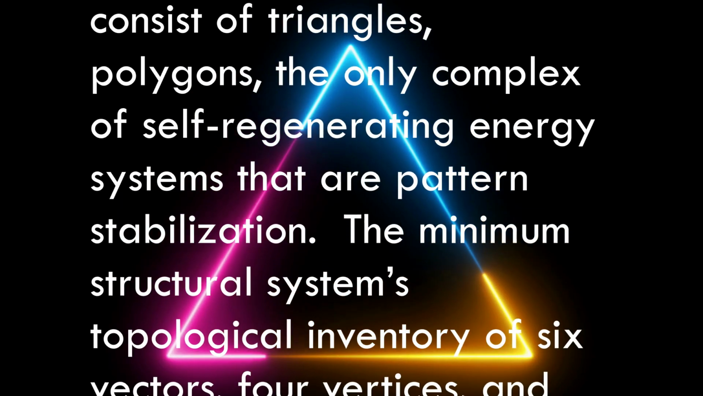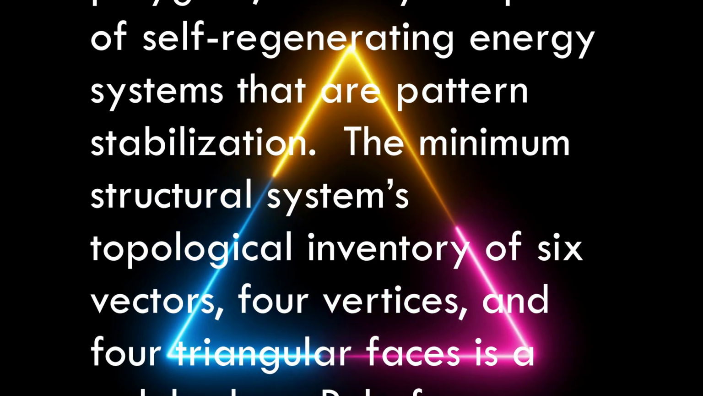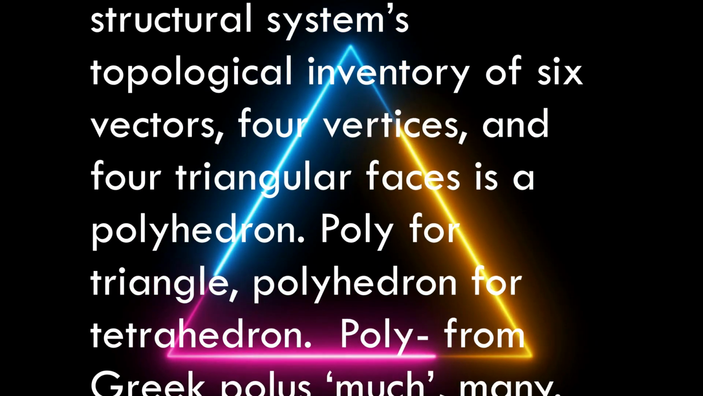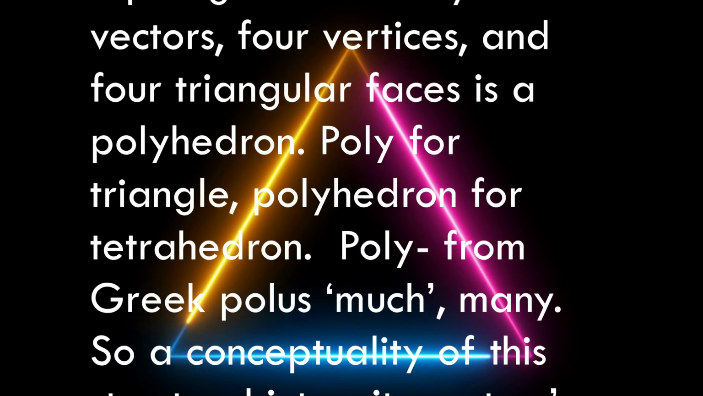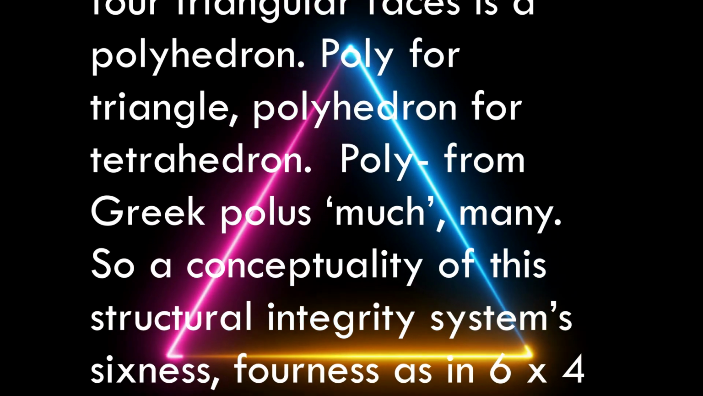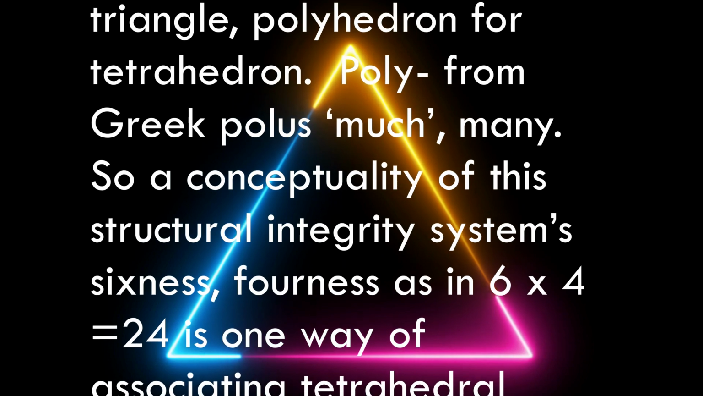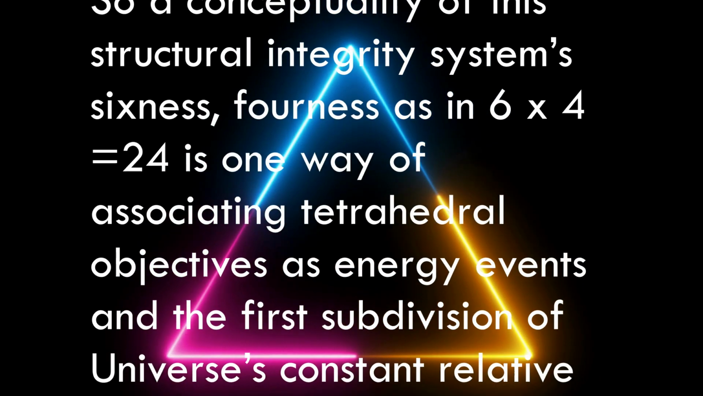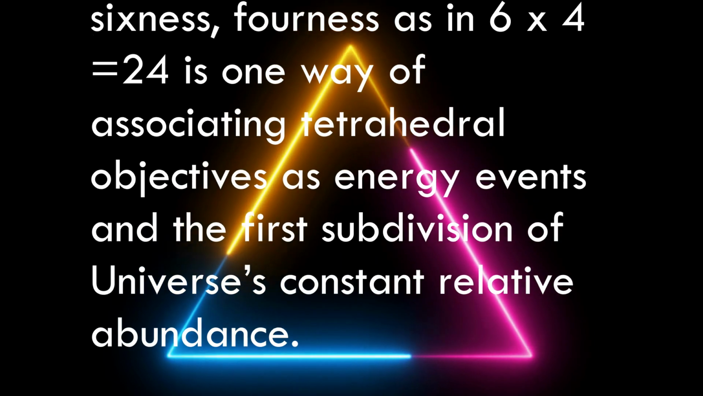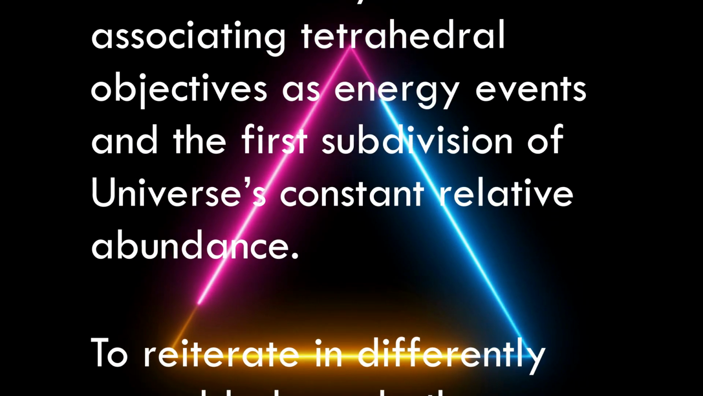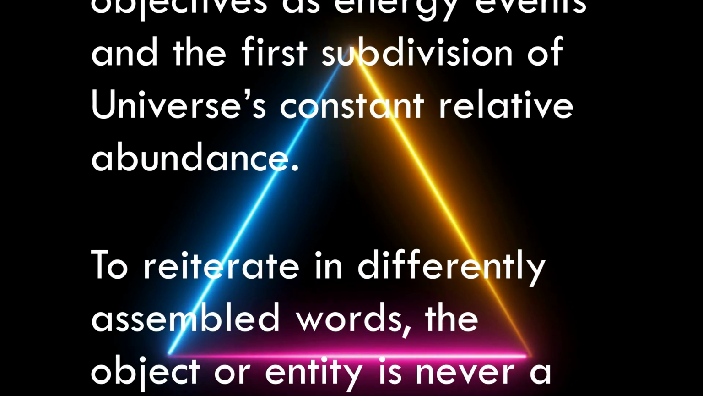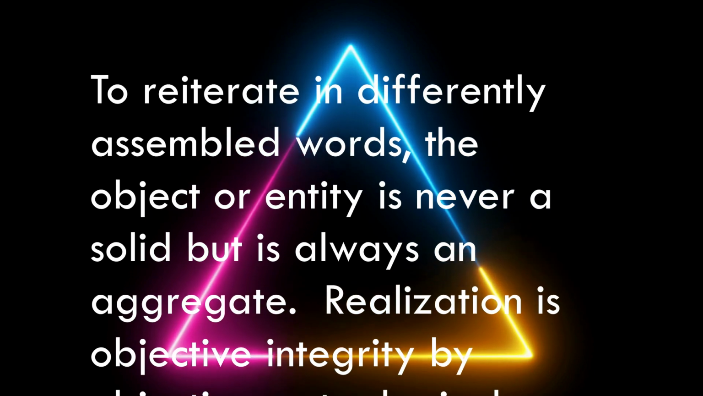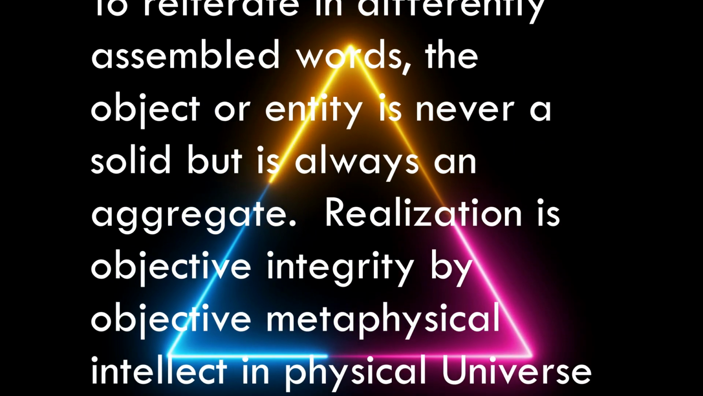The minimum structural systems topological inventory of 6 vectors, 4 vertices, and 4 triangular faces is a polyhedron. Polygon for triangle, polyhedron for tetrahedron. Poly, from Greek polis, much, many. So a conceptuality of this structural system sixness, fourness, as in 6 times 4 equals 24. One way of associating tetrahedral objectives as energy events, and the first subdivision of universe's constant relative abundance.